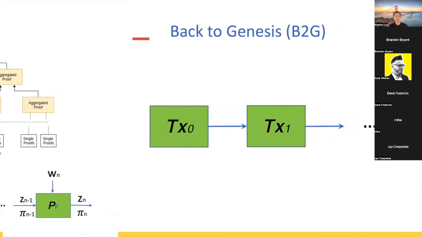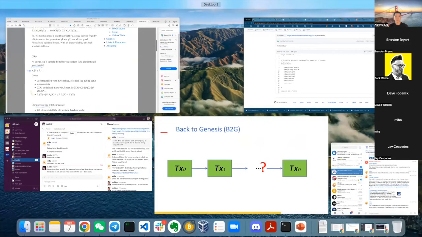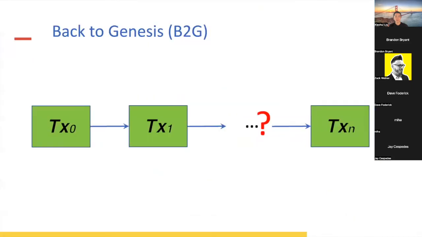Okay, so I think I'll give a more concrete example here. Brandon just asked whether this is related to the ancient so-called back to Genesis solution. It is, yes. For people who have not heard about the back to Genesis problem, on a high level it's very simple. Let's say I have a transaction 0, which some people call the Genesis transaction. And assume, for simplicity, each one has only one input and one output, but you can generalize it.